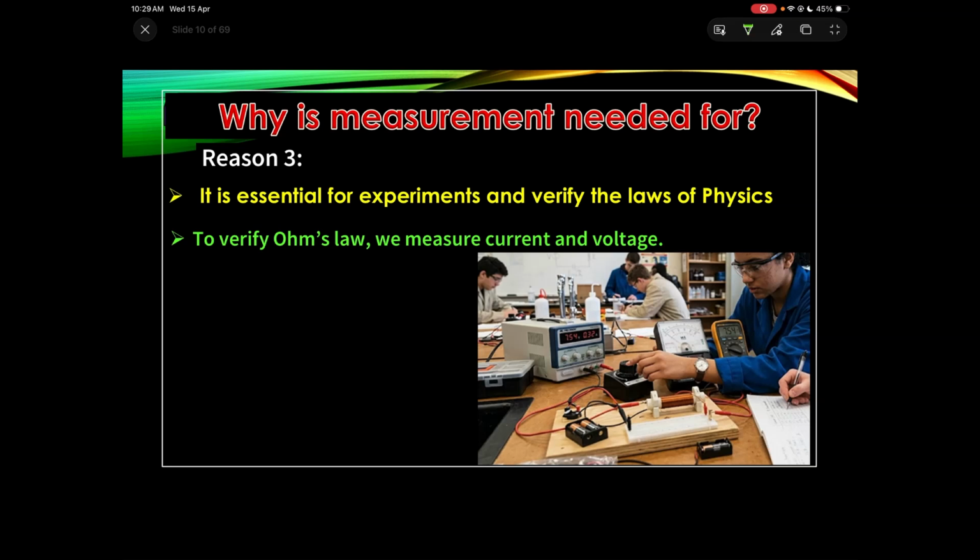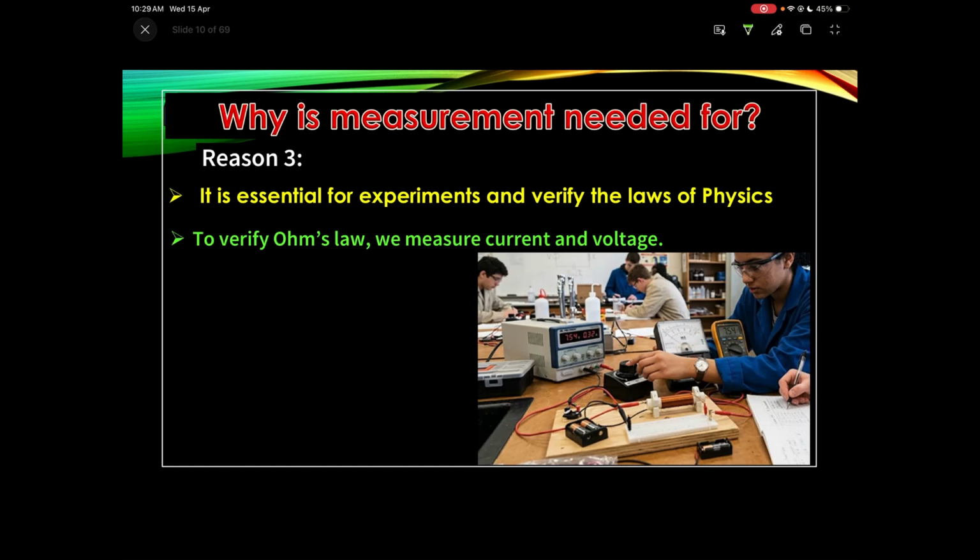Look at this. They are performing the investigation. For that, they have to measure the voltage with a voltmeter. They have to measure the current with an ammeter. And you have seen, they plotted a graph. So remember, the third reason, it is a must to verify the rules in physics.